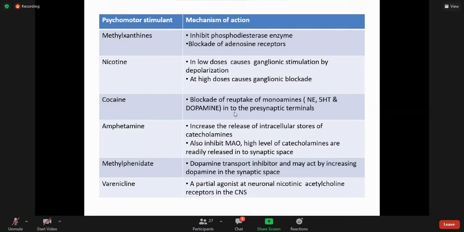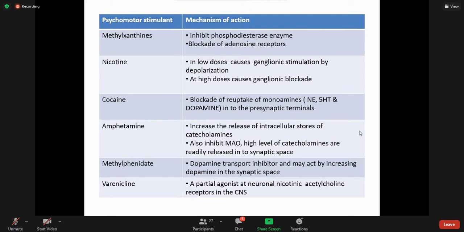Cocaine: blockade of reuptake of monoamines. You know, monoamines or different neurotransmitters are released, come into the synaptic cleft, act on the postsynaptic receptors and produce their activity. So before discussing this mechanism, I think all of you have done the antidepressants.